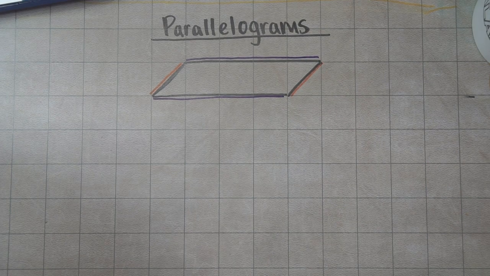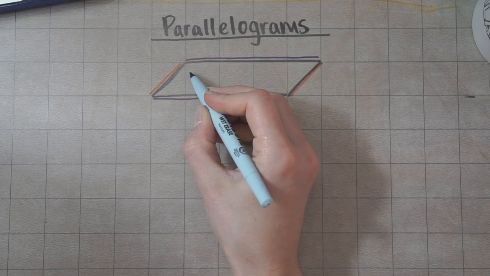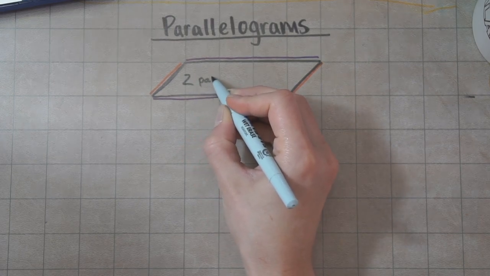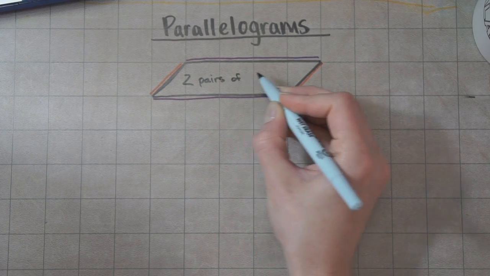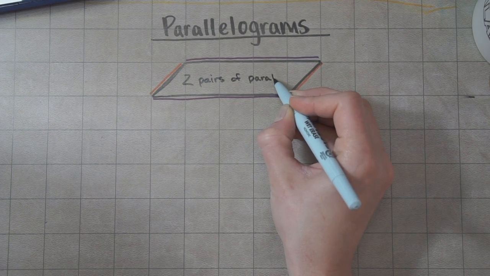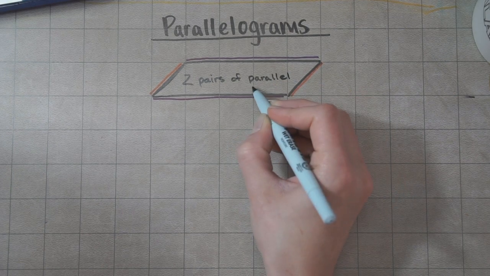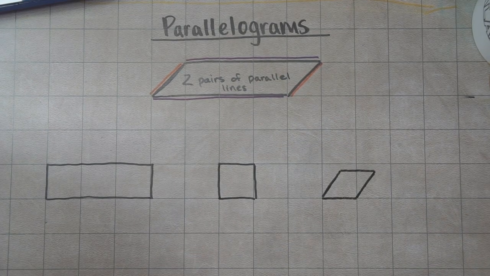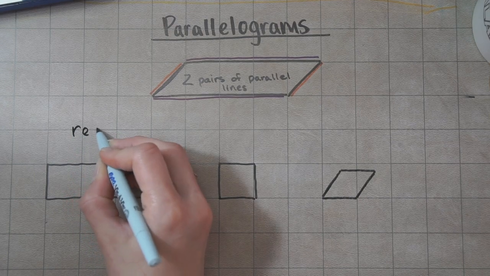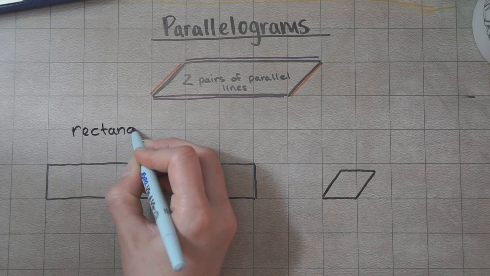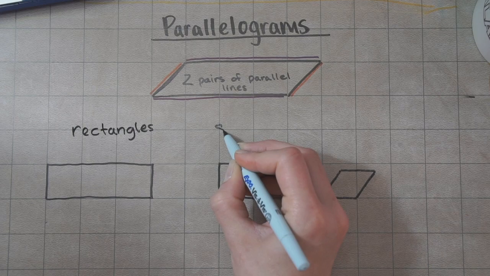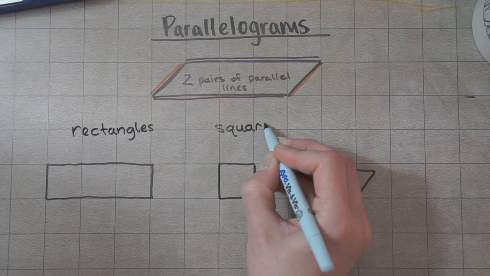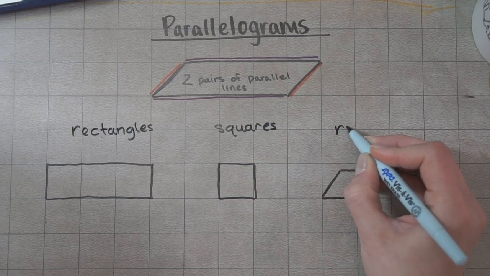And that's true of every shape we're going to talk about in the parallelogram family. They will all have two pairs of parallel lines. Some special parallelograms we're going to talk about are rectangles, squares, and rhombuses.